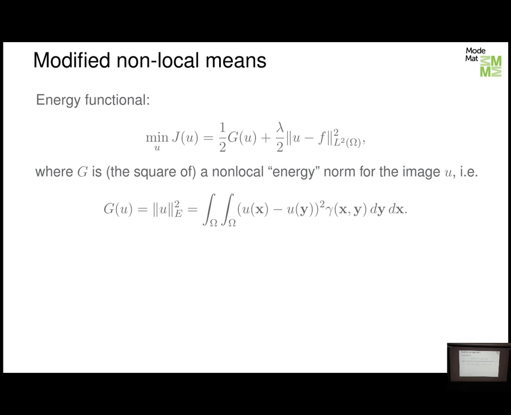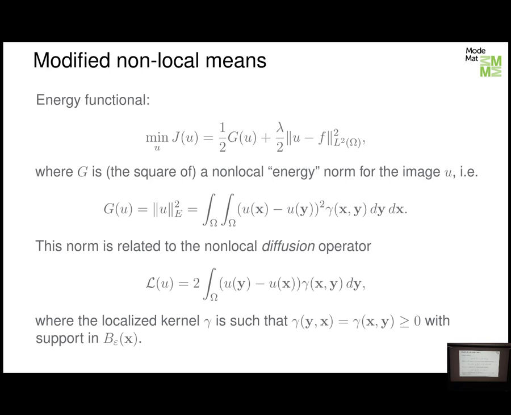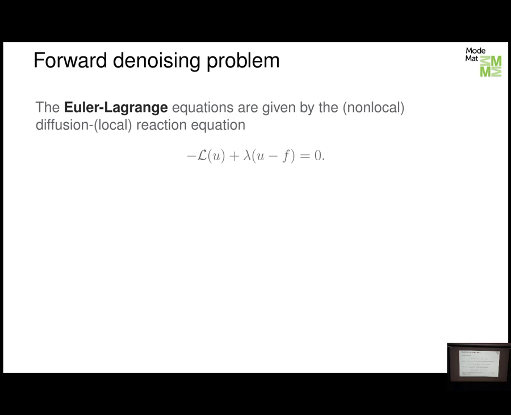So we have the minimization of a functional J, which is composed of this energy and the noise model we had before. This is just the Gaussian noise model to start with. And this J here is the non-local energy norm of the image, which is given in the standard form. This non-local norm is related to this diffusion operator, which is given here, and which has this important element, the kernel gamma.